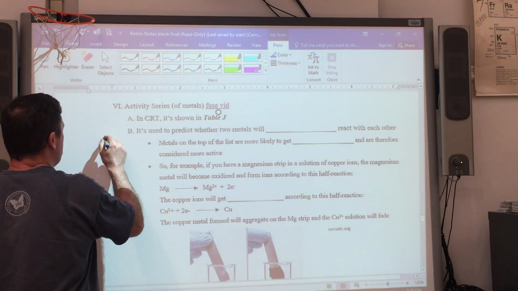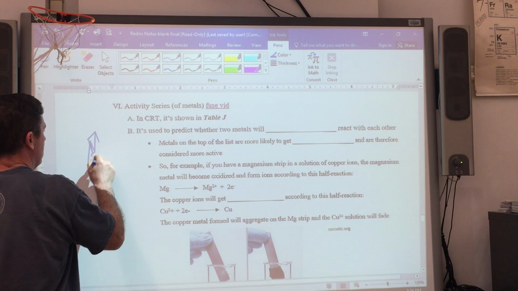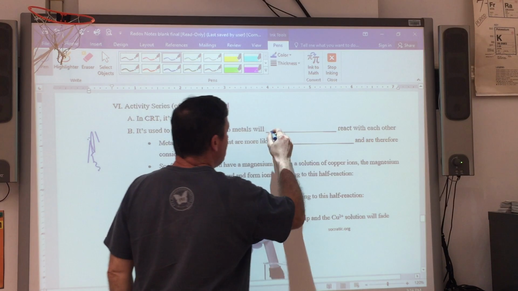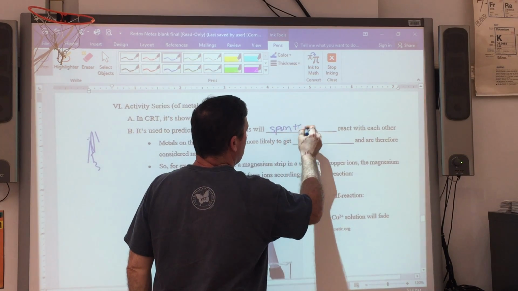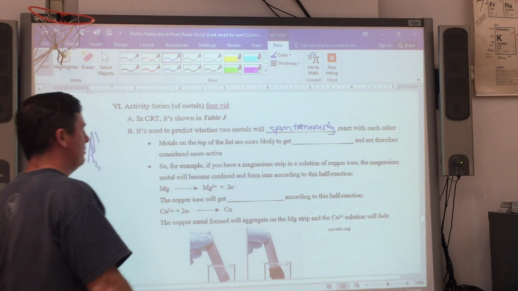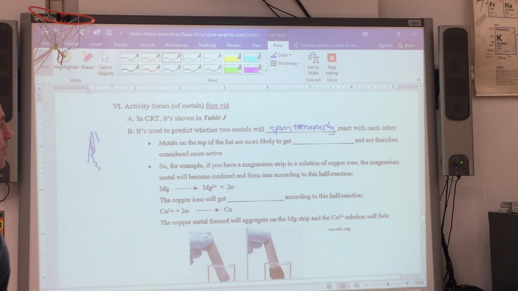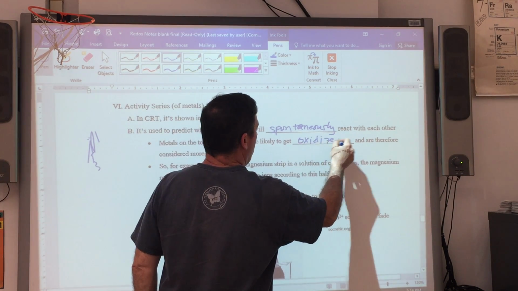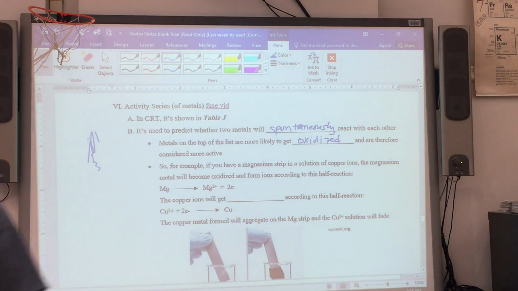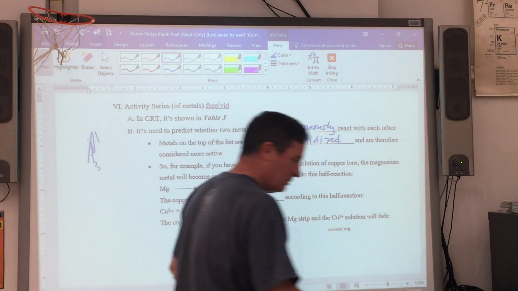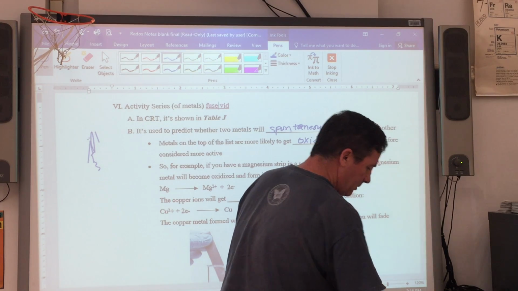Okay, it's used to predict whether two metals will spontaneously react. That's an A, spontaneously react with each other. Metals on the top of the list are more likely to get oxidized and therefore are considered more active. So for example, if you have a magnesium strip in a solution of copper ions. Okay, let's take a look.